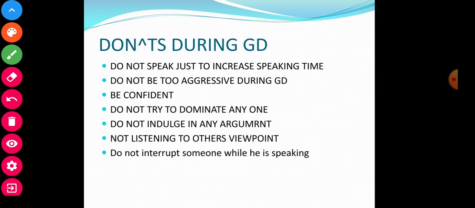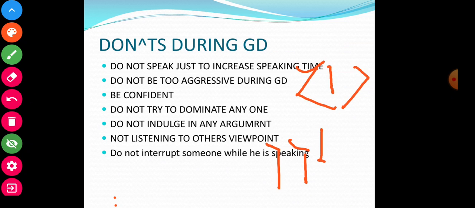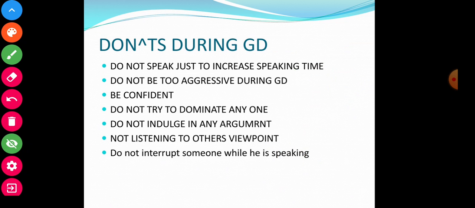Now there are some strict no-nos during GD. You must not speak just to increase speaking time. I have observed that in a group discussion, sometimes a candidate fails because of one reason: he is going to speak all the time, because other persons also come there to speak. So let them have a chance to speak.